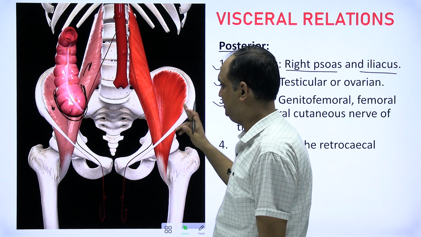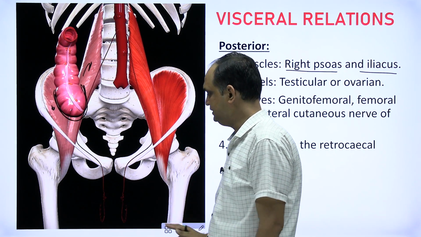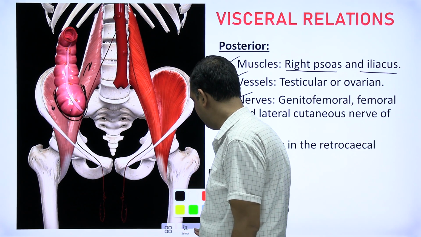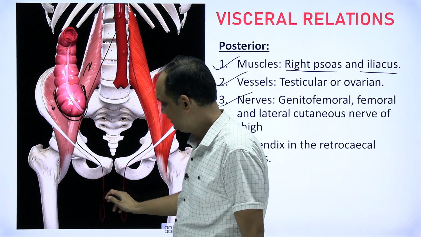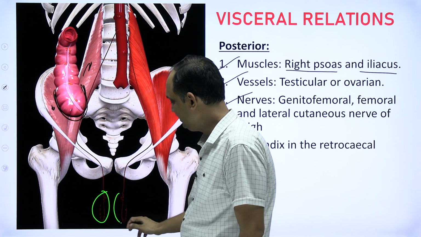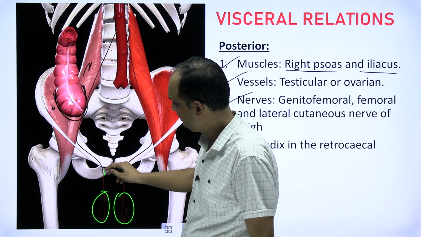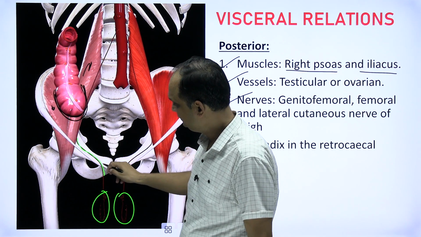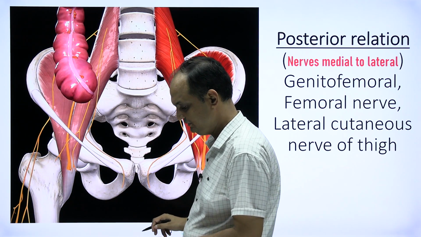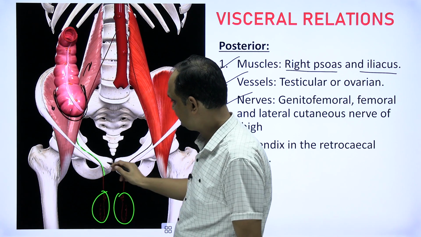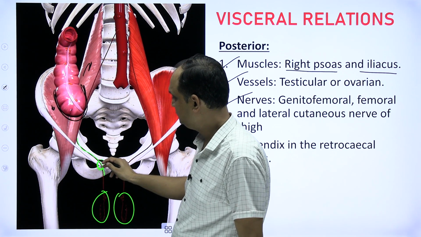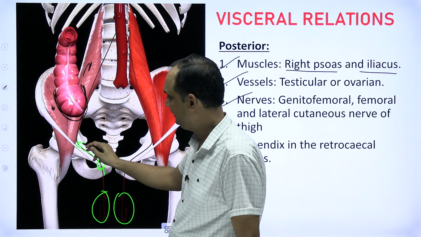Now, the second relation is visible here. If you see, there are two arteries seen in this image, the right and left testicular arteries. Now this right testicular artery, if you see the pathway, this is your superficial inguinal ring which will come here. Now, this is the superficial inguinal ring position, and this will be the position of the deep inguinal ring.